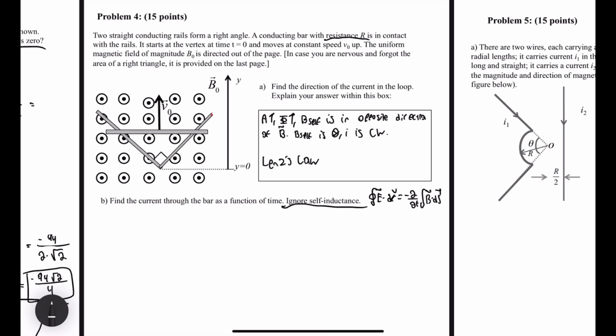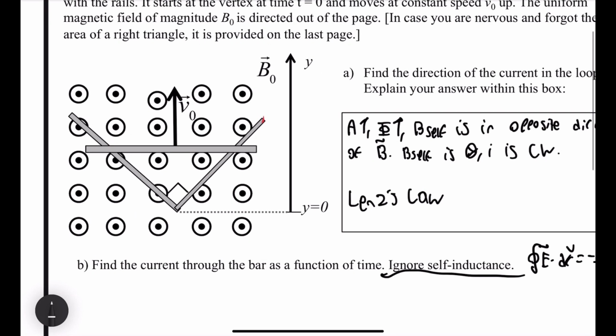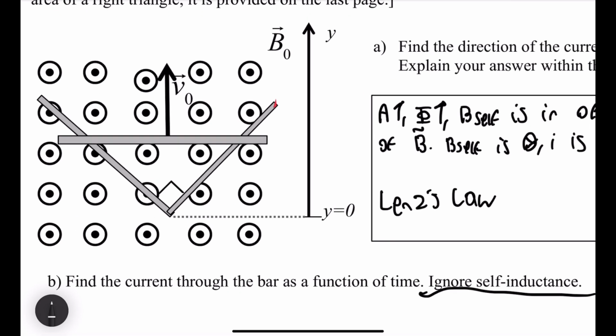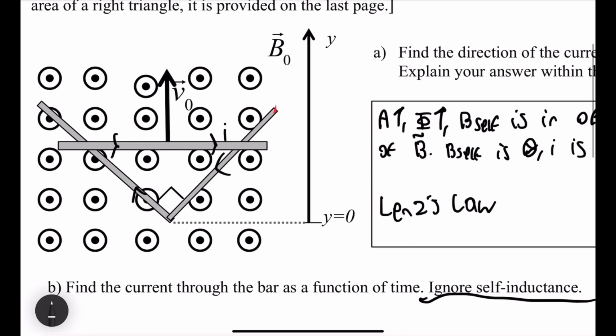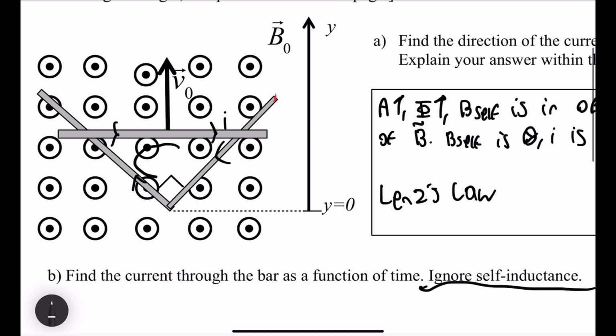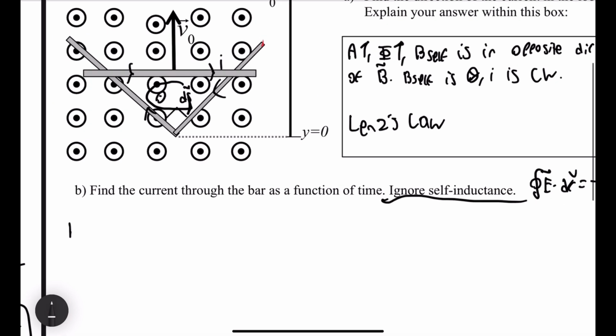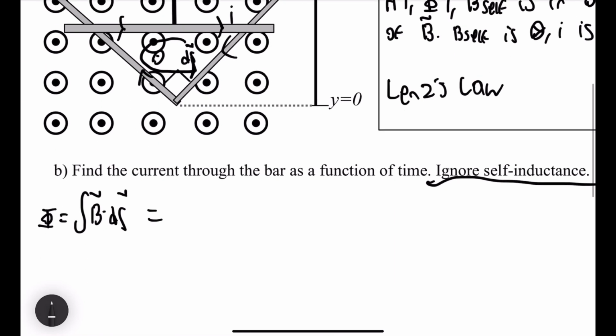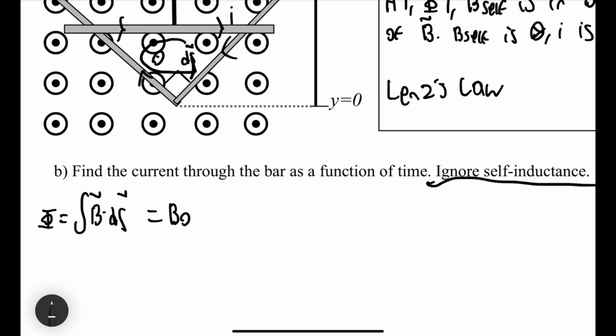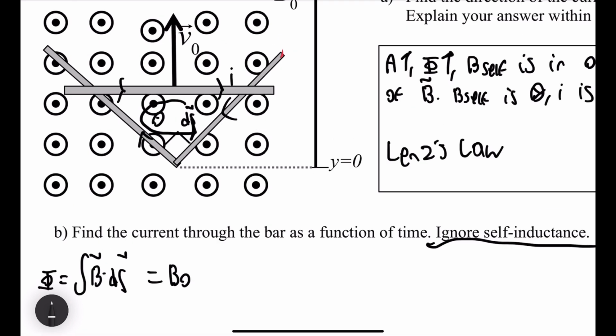Let me draw my current first. So we determined that current is going clockwise. So current is going like this. This is current. And then by convention, I'm going to make ds always go this way, so it points out of the page. So I want to find the flux, which is B dot ds. Well, the B is constant, so it's just B naught. And then I'm just left with the area of ds.